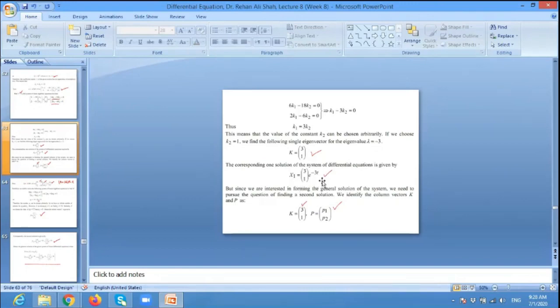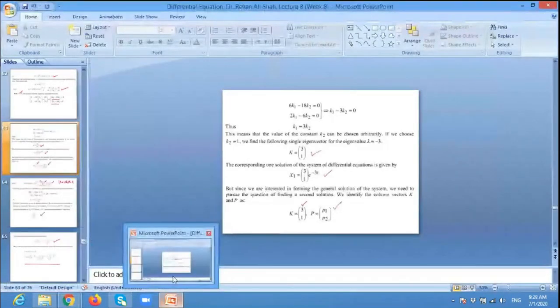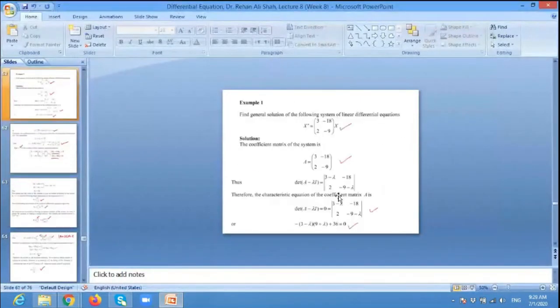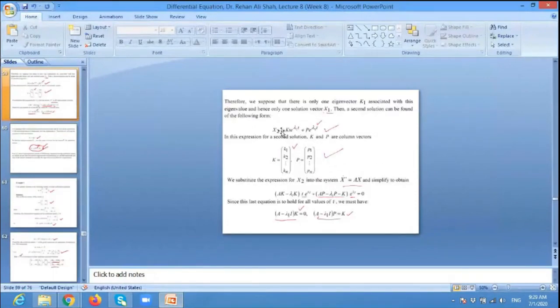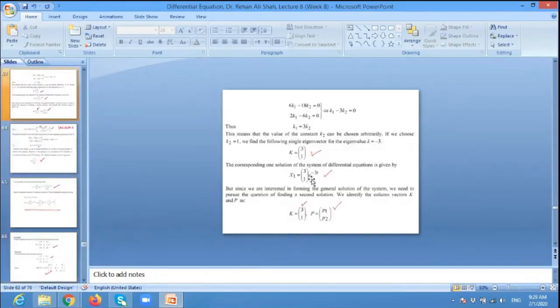Now what is another solution? Remember this. If the roots are repeated, so इस slide को थोड़ा सा देख ले. This will be the second solution. X2 will be equal to k t e power lambda 1 t plus p e power lambda 1 t. Remember, इसको याद रख ले. This will be another solution. So x1 तो find हो गया ना. This is x1. Now what is the second solution?